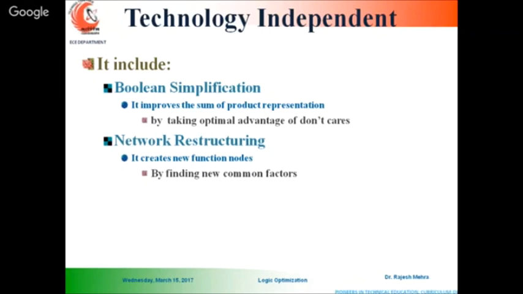So network restructuring creates new function nodes by finding what? New common factors. Sometimes you optimize or minimize the expressions by taking what? Common factors, and you minimize your Boolean expressions. So all those standard minimization techniques or theorems, you are going to apply here in technology independent optimization.